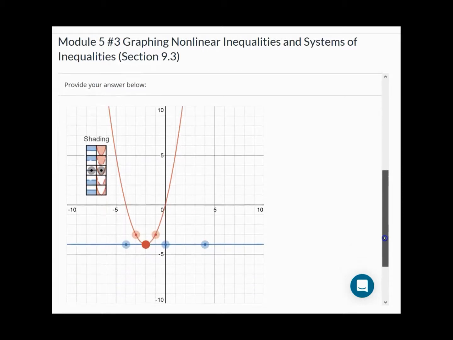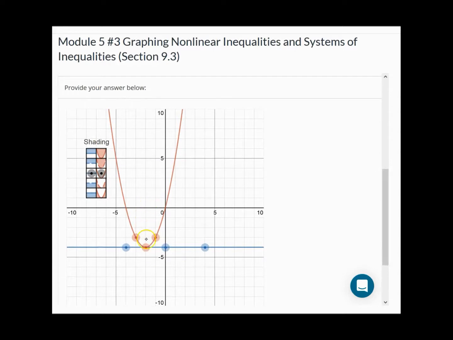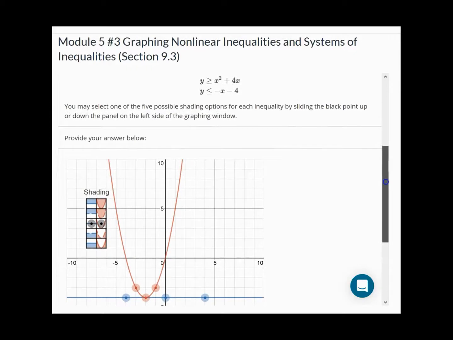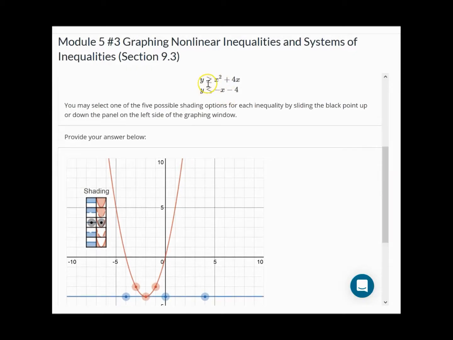And I'm going to slide down so we can see this a little better. So that is negative 2, negative 4. Now I've got to decide how to shade. I'm only looking at the top one. Now it says y's are greater than my line. So to get y's bigger than my line, I'm talking about above, which means above the line means inside the U. Now, it's a solid line, you agree?